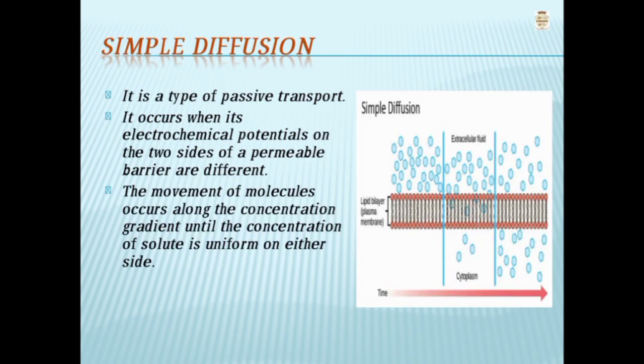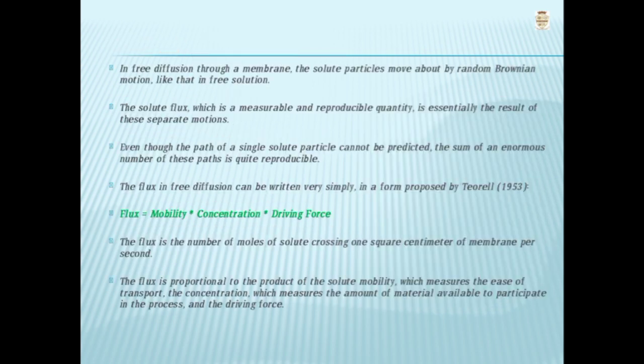Simple diffusion is a type of passive transport. It usually occurs when the electrochemical potentials on the two sides of a permeable membrane are different. The movement of molecules occurs along the concentration gradient until the concentration of solute is uniform on either side. Here we have to concentrate upon the equation: flux equals mobility times concentration times driving force.